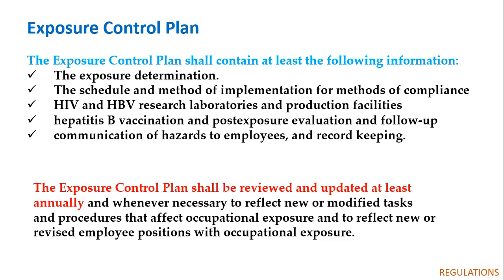So the synopsis is that there should be a method to determine the exposure, then the schedule and method of implementation for methods of compliance, then HIV and HBV research laboratories and production facilities, then post-exposure evaluation and hepatitis B vaccination follow-ups, and the communication of hazards to employees and record keeping.